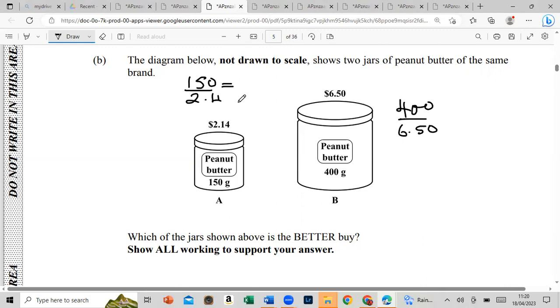It's $150. Type in the comments what you get for your answer. 150 divided by 2.1. Sorry for the phone. So that works out to 70 grams. So every dollar you get 70 grams.